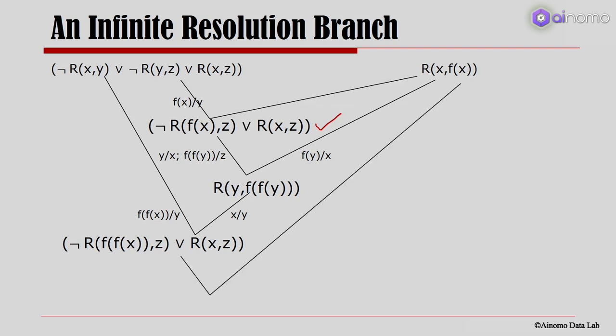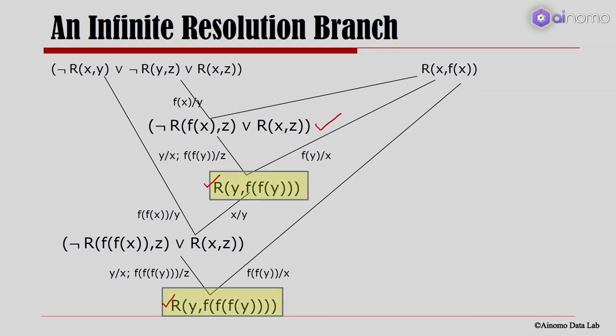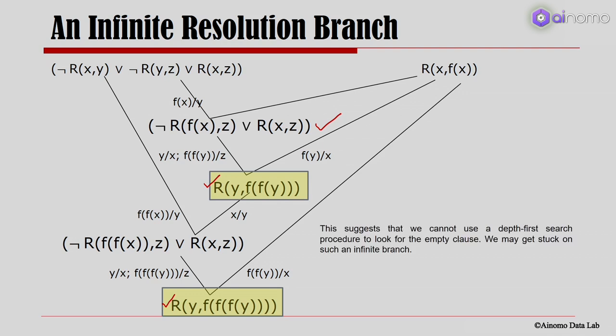So, when it is resolved again with the negation of the goal, I have an expression which is now R of y of f of f of f of y. So if you take a minute and focus your attention on these two subsequent clauses, the resolvents that we have obtained, you could see that after every second step, this would keep on repeating. And this suggests that we cannot use a depth first procedure to look for the empty clause. We may get stuck on such an infinite branch.